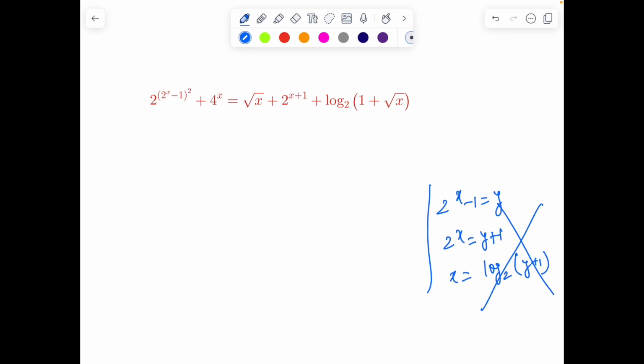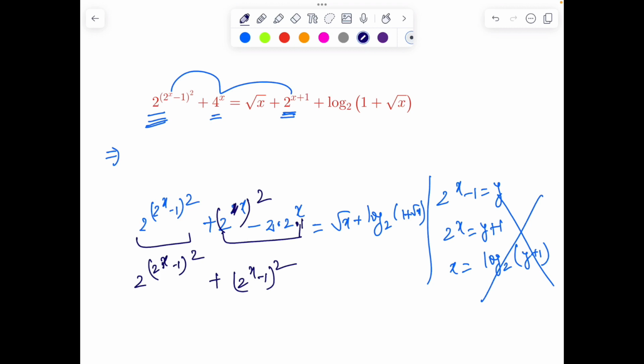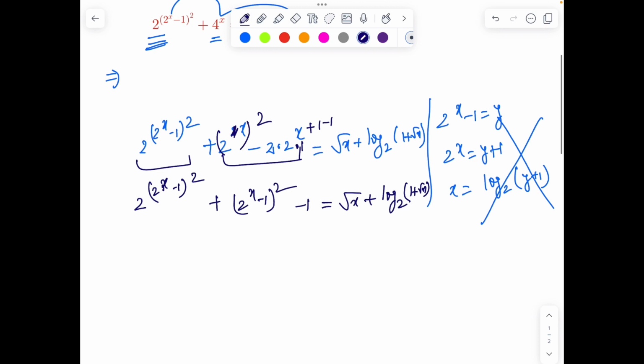Now what we can do at least is put similar terms on one side. With that in mind, we can clearly see this can be written in a nicer way, because we have 2 raised to the power 2 raised to the power x minus 1 whole square plus 2 to the power x minus 1 whole square. This quantity can be written as 2 raised to the power x whole square minus 2 times 2 to the power x, plus 1. So I'll add 1 and subtract 1.